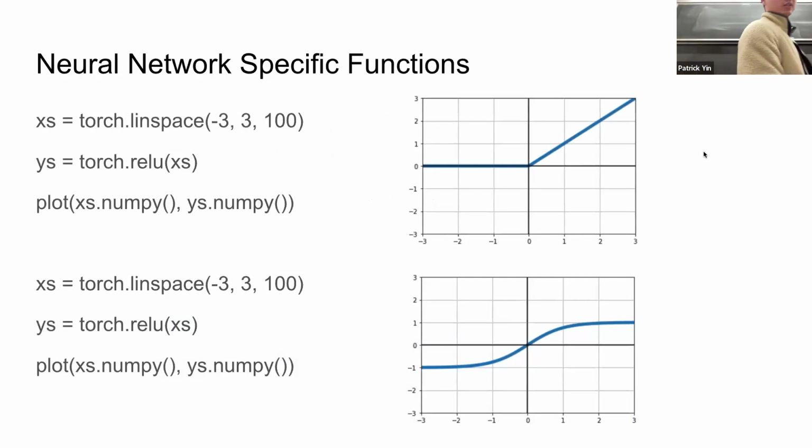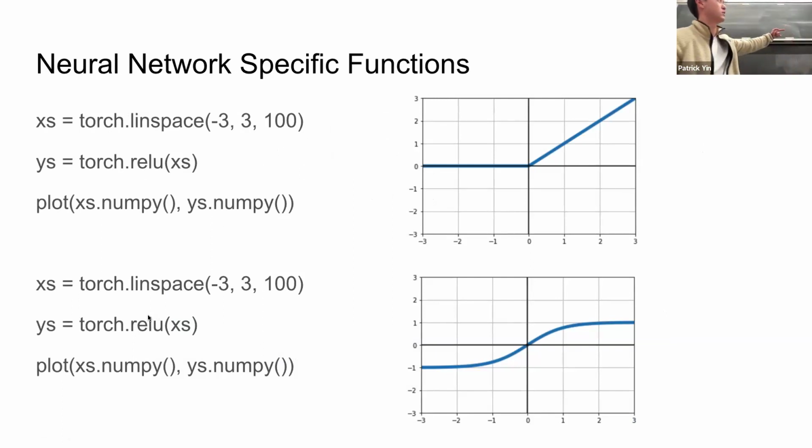Okay. So that's the basics. After that, we have some neural network specific functions. So we're going to get into how to create your neural network. And one of the core components is neural network specific functions. Like in neural networks, they use a lot of ReLU. Actually, this should be sigmoid here. That's a typo.